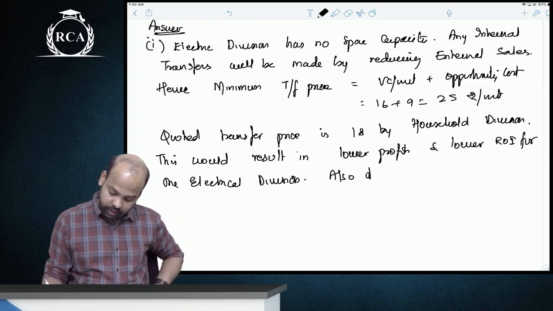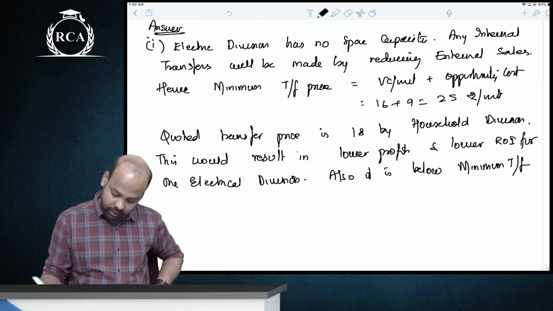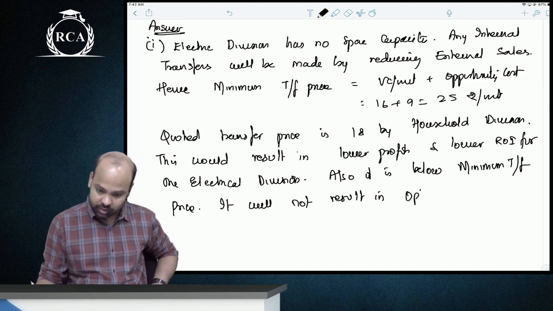Also, it is below opportunity cost. It is below minimum transfer price. It will not result in optimum decision making from the viewpoint of the company.